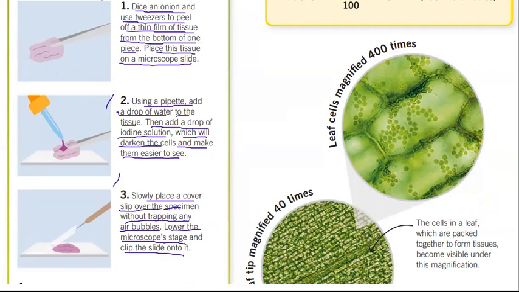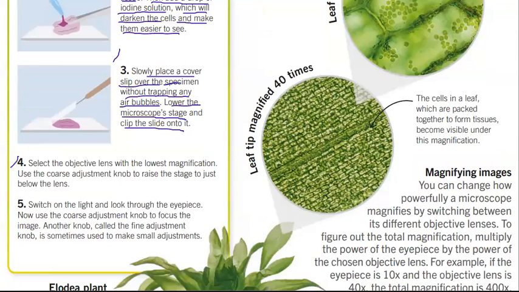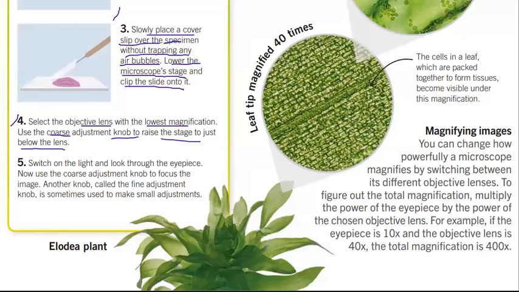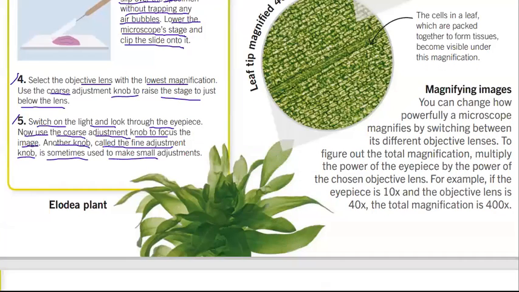In the fourth stage, select the objective lens with the lowest magnification and use the coarse adjustment knob to raise the stage to just below the lens. The fifth stage is to switch on the light and look through the eyepiece. Now use the coarse adjustment knob to focus the image. Another knob, called the fine adjustment knob, is sometimes used to make small adjustments. This is an Elodea plant.